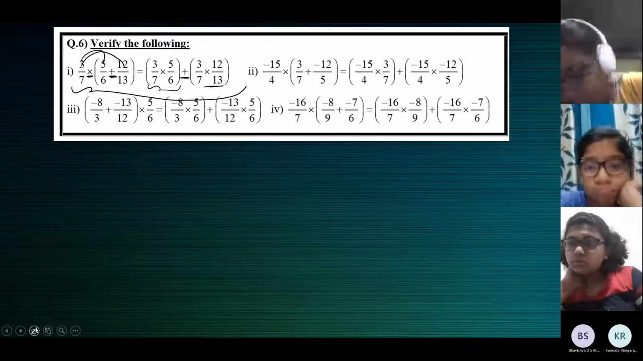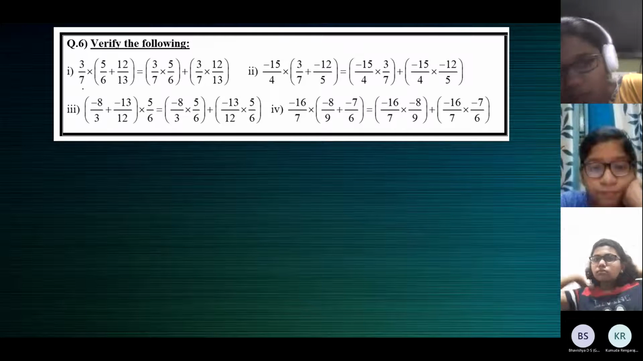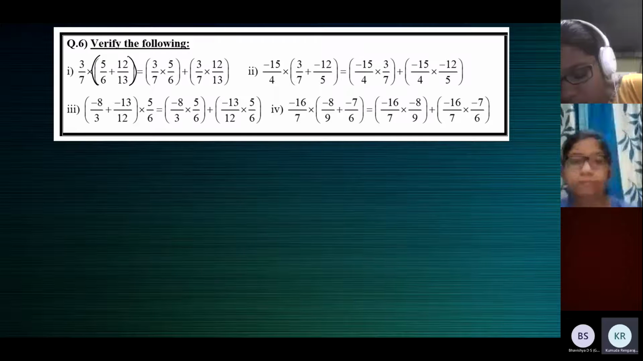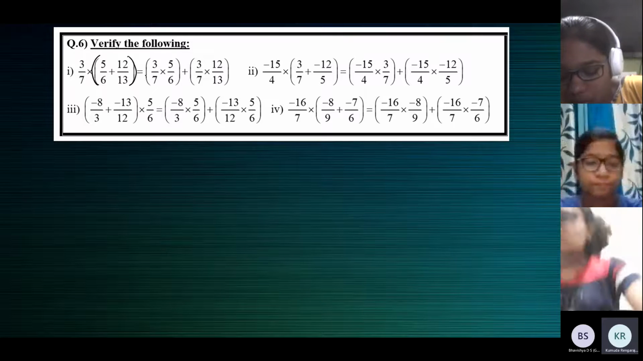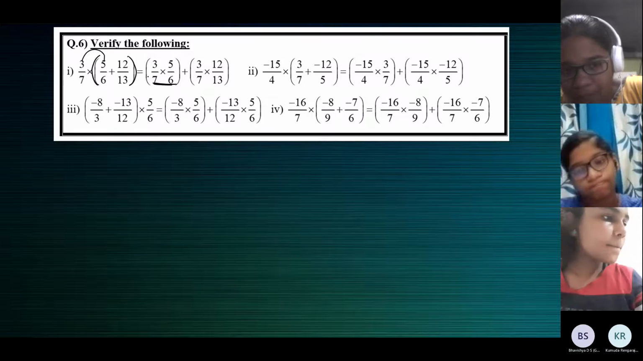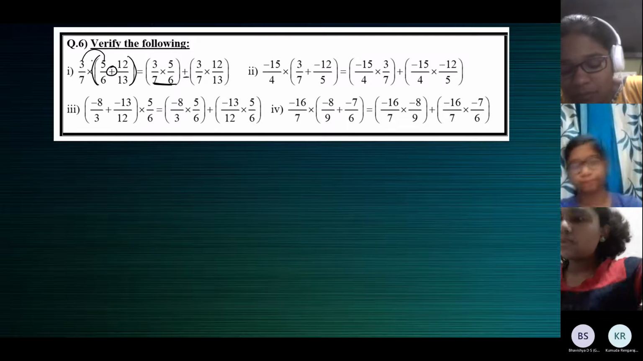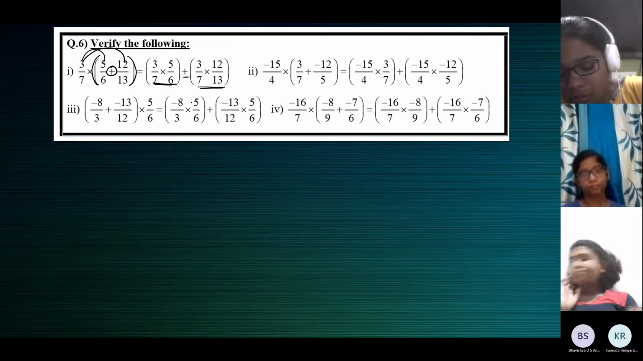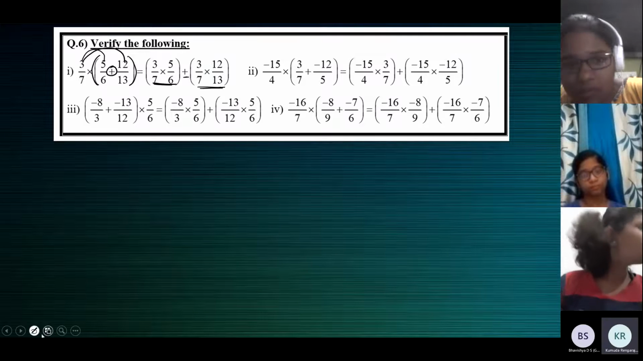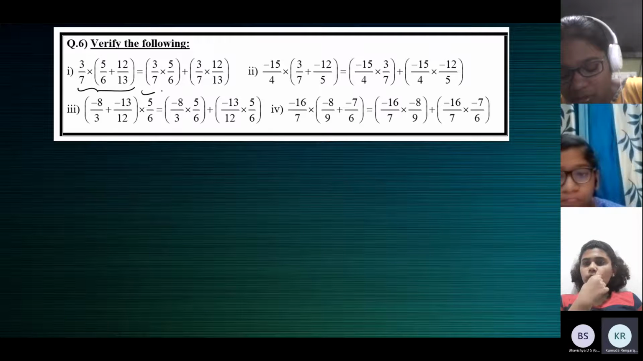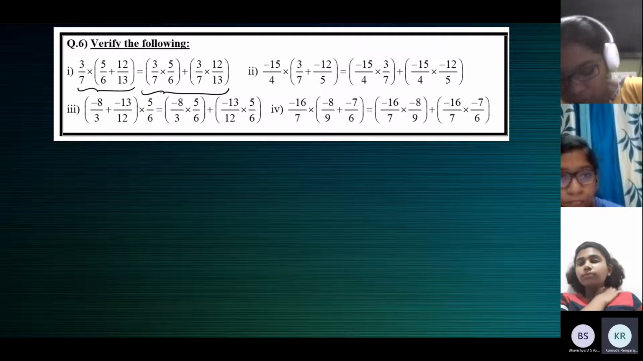I'll show you again. See here, 3 by 7 into 5 by 6 plus 12 by 13 is equal to 3 by 7 into 5 by 6 plus 3 by 7 into 12 by 13. So in this statement, we'll have to show that the LHS is equal to the RHS. If you do that, you verified the distributive property of multiplication over addition.